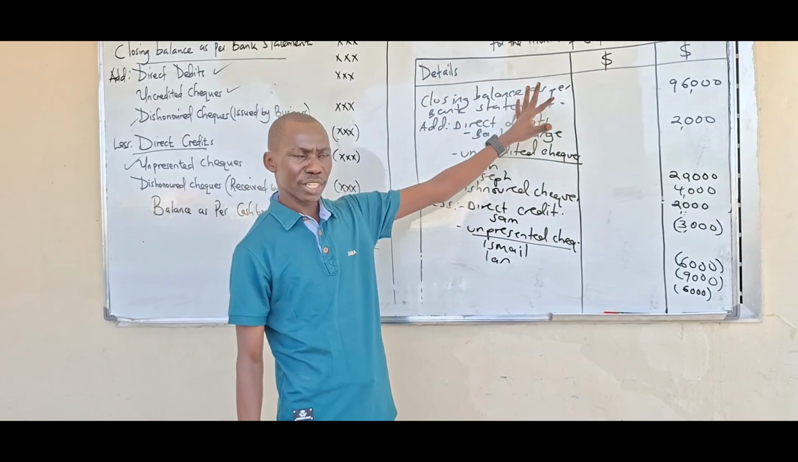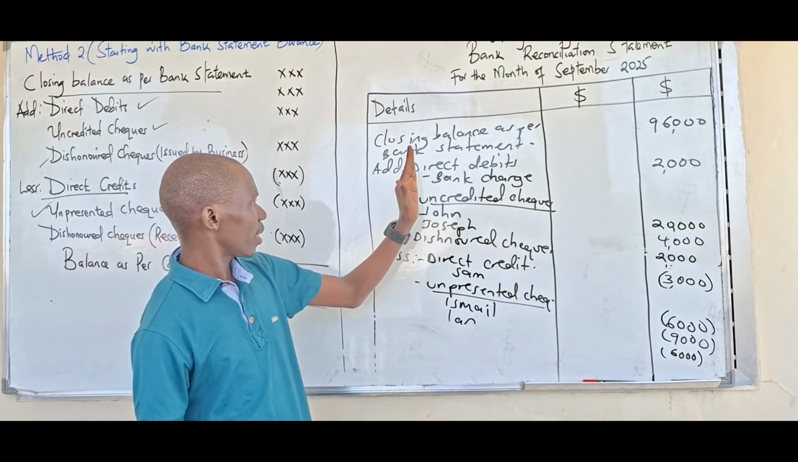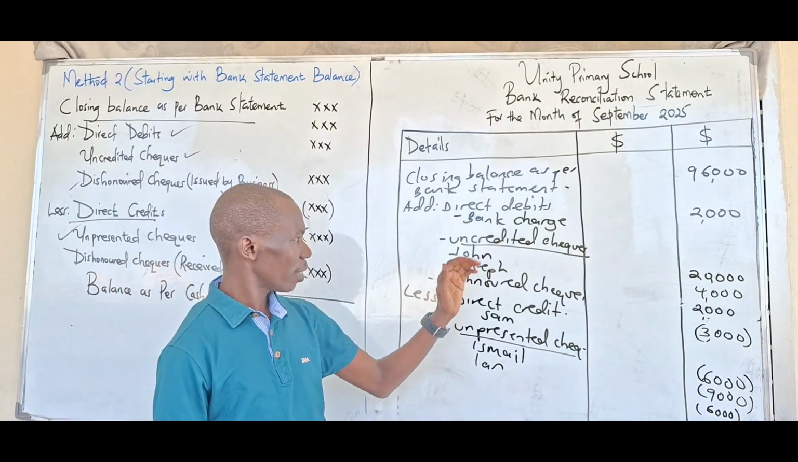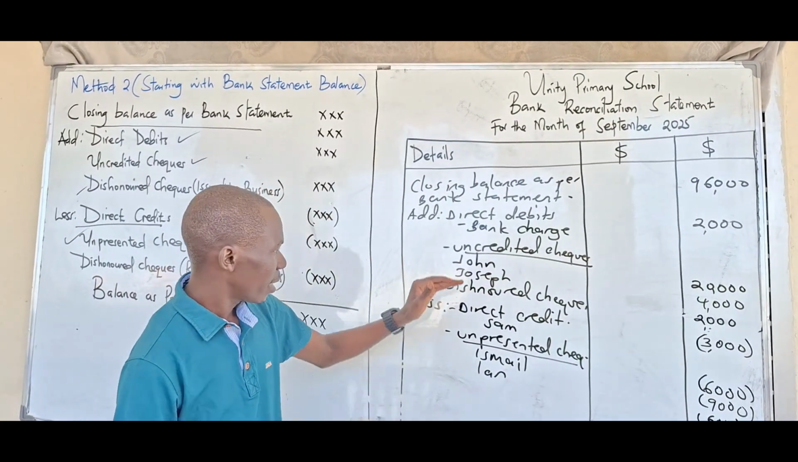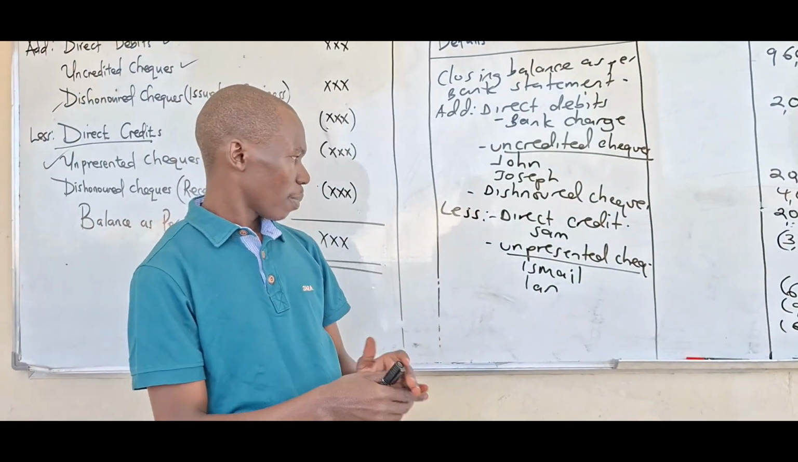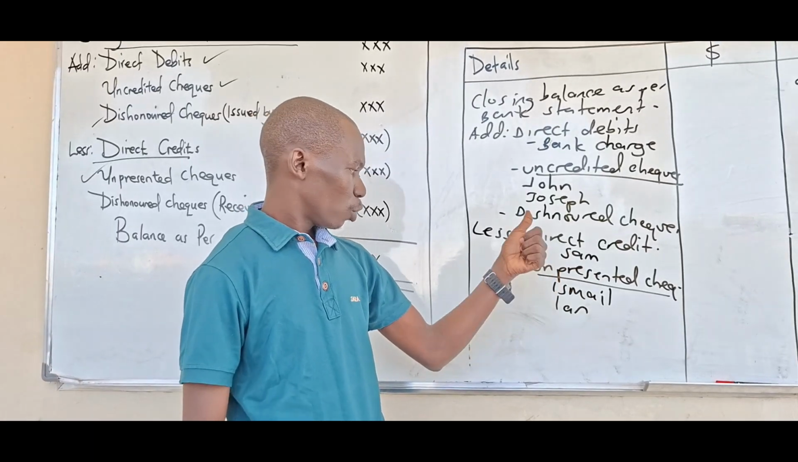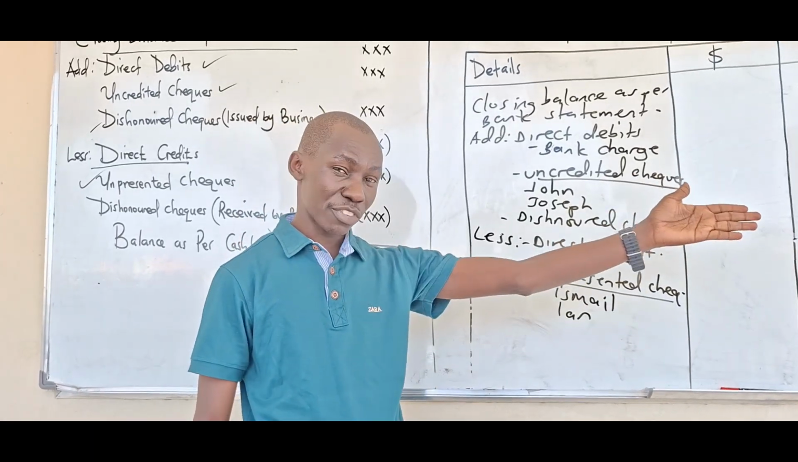You bring the closing balance as per bank statement. You pick it there the way it is. You add any direct debit made by the bank. You bring uncredited check. Joseph, you have John, and these are the checks. Then you subtract direct credit. Direct credit, I have already explained that. You subtract unpresented check as we have seen there.